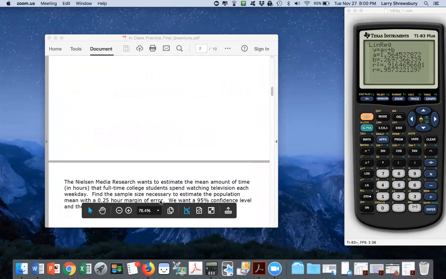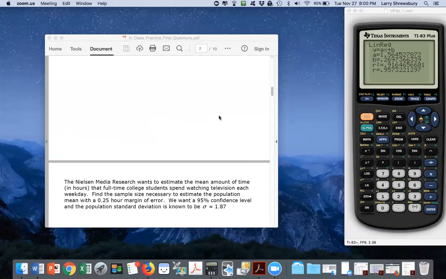Okay, so the Nielsen Media Research wants to estimate the mean amount of time in hours that full-time college students spend watching television each weekday. Find the sample size necessary to estimate the population mean with a 0.25 hour margin of error. And maybe with television, nowadays that would have to include Netflix, TV shows. We want a 95% confidence level, and the population standard deviation is known to be 1.87.